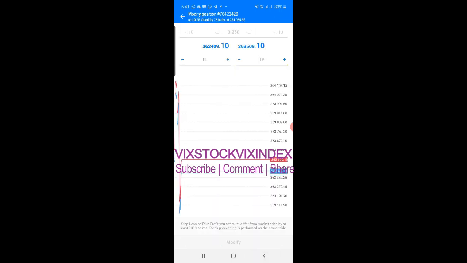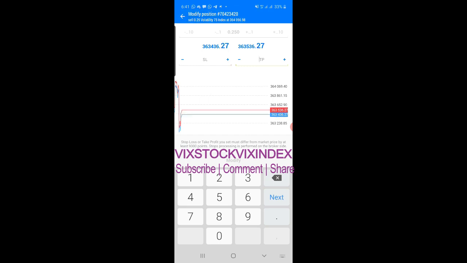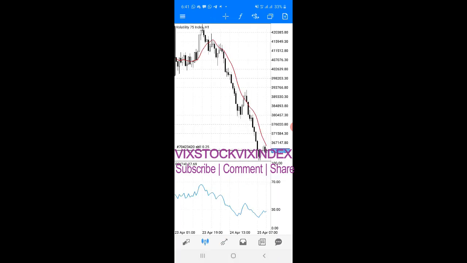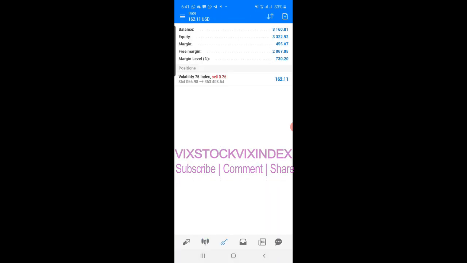So this up here is the entry point, 364,056.98. So what I have done is this: I have closed half lots and placed the SL at entry.